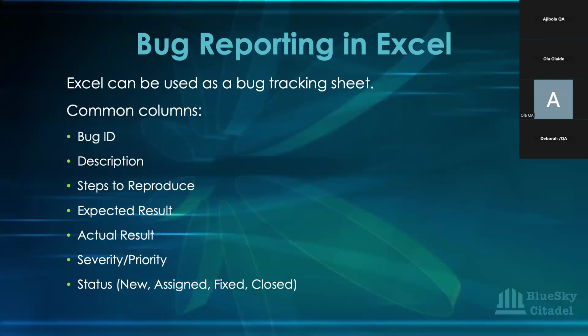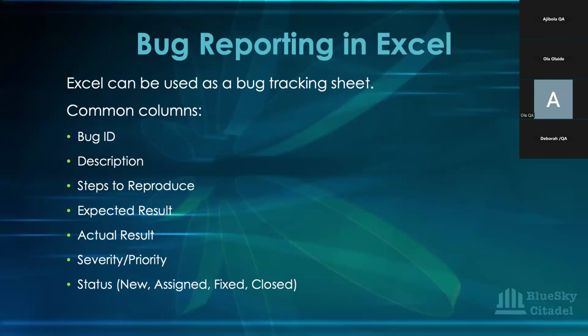Another one is expected results. What result are we expecting? Similar to our test case, what is our expected result? What are we meant to have? Then actual results. What did we actually get?